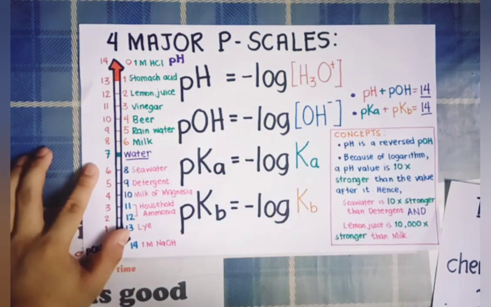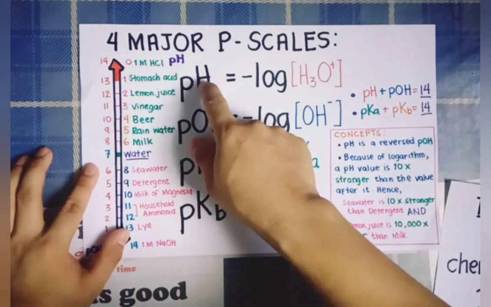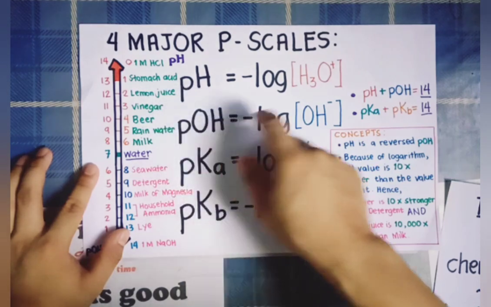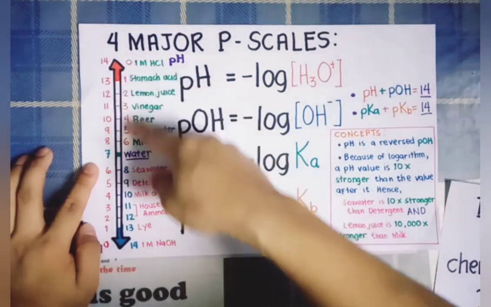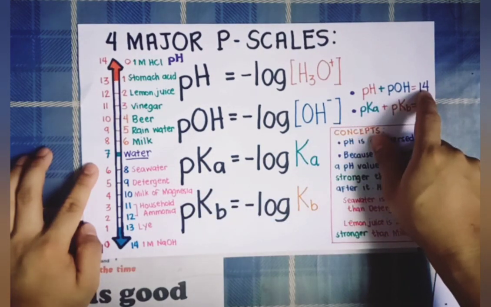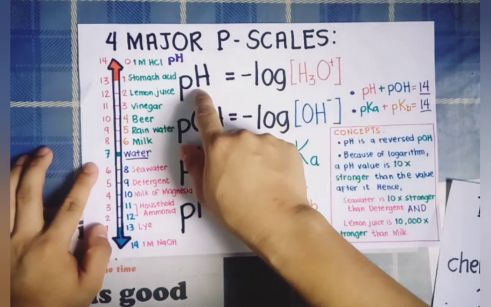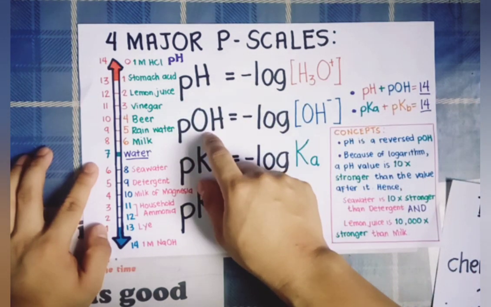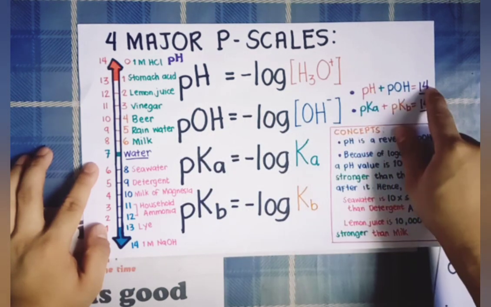Okay, and if we, for example, add the value of pH and pOH, it will always be equivalent to 14. That's why our pH scale here is up to 14. Okay, pH plus pOH is equal to 14. And so, for example, if someone asks you to find the pH of a substance, can you find its pOH? Yes, by using this formula. pH plus pOH is equal to 14.